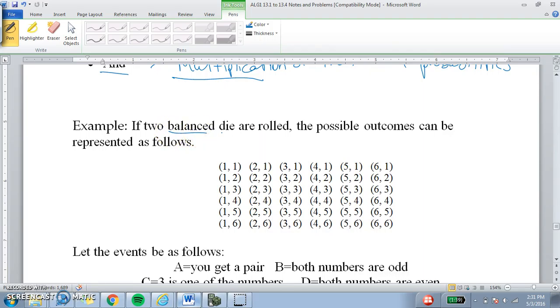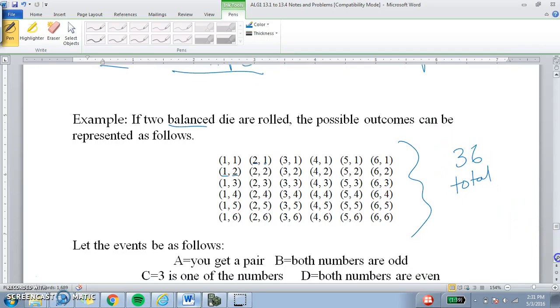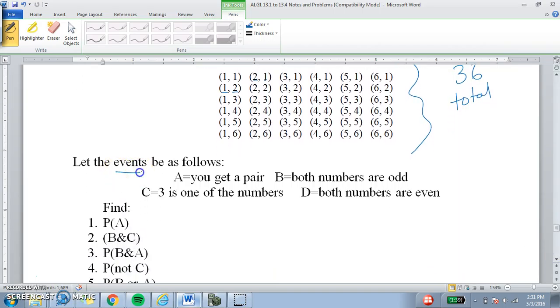Two balanced dice are rolled. The possible outcomes are listed here. Rolling a 1 and then a 2 is different than rolling a 2 and then a 1 because we have two dice. If I roll the two dice, the first one could come up 1 and the second one could come up 2, or the first one could come up 2 and the second one could come up 1. Those are two different events. If I add up all these total possibilities, they're all listed out here. There's 36 total possibilities.